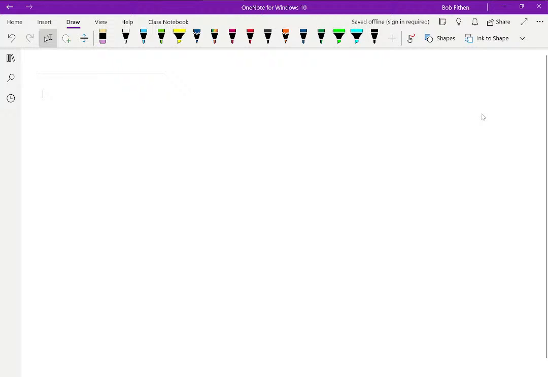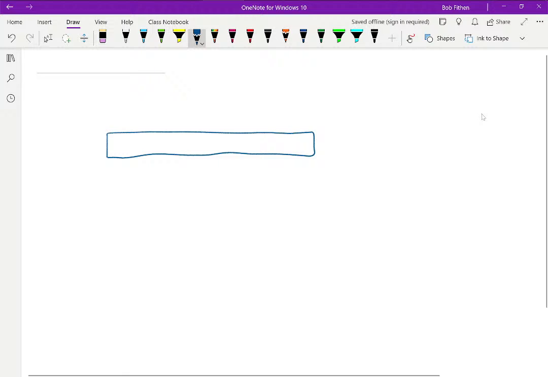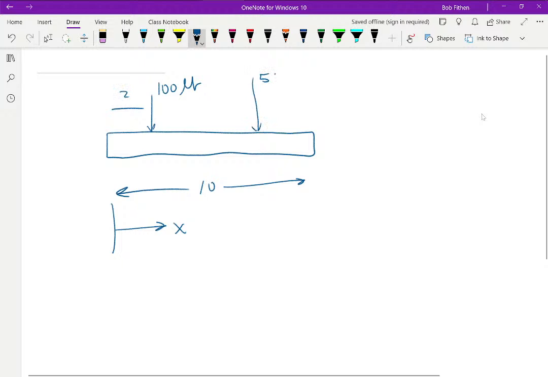So let's assume we have a beam sitting here, and I'm going to say this is 10 long, and I'm going to list this as X. I'm going to do a variety of things. I'm going to put 100 pounds here at 2. I'm going to put 500 pounds here at 8.